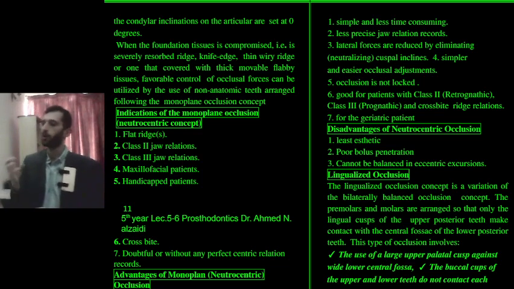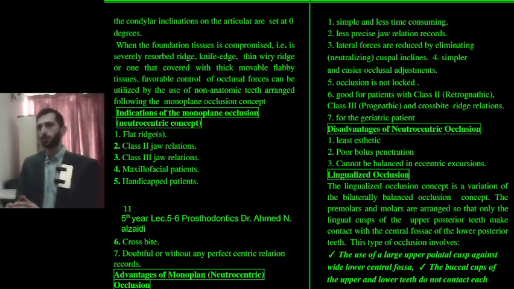Advantages of monoplane neurocentric occlusion. Simple and less time consuming, less precise jaw relation records. Lateral forces are reduced by eliminating neutralizing cusp inclines. Simpler and easier occlusal adjustments.